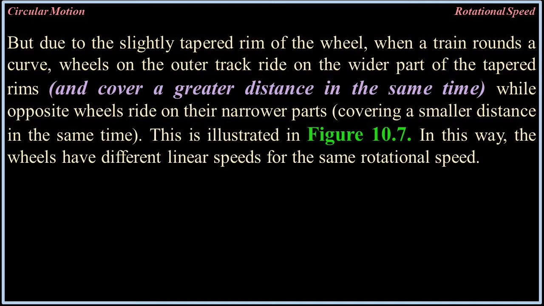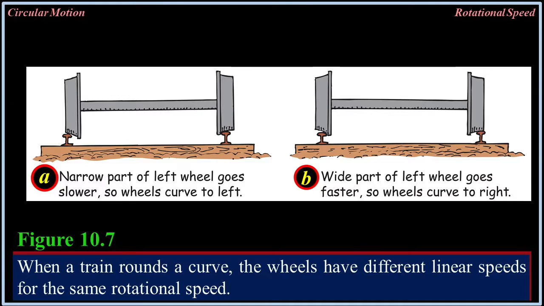But due to the slightly tapered rim of the wheel, when a train rounds a curve, wheels on the outer track ride on the wider part of the tapered rim and cover a greater distance in the same time, while opposite wheels ride on their narrower parts, covering a smaller distance in the same time. This is illustrated in figure 10.7. In this way, the wheels have different linear speeds for the same rotational speed.